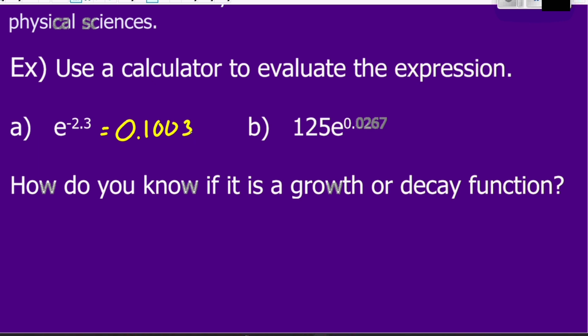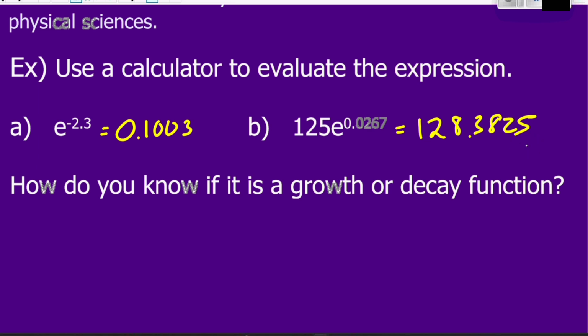Whereas this one, if I take 125 times e, and again, when I type in e, it just automatically raises to an exponent, 0.0267, you might hear me type in here. This is going to be 128.3825, again rounded a little bit on that last decimal spot.